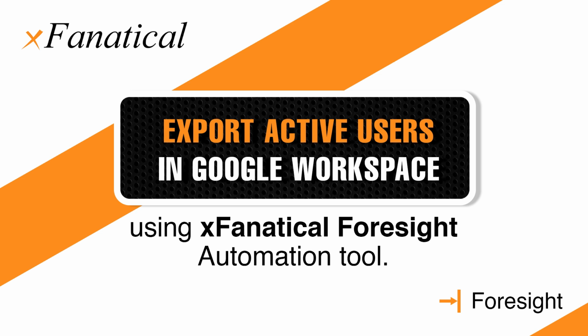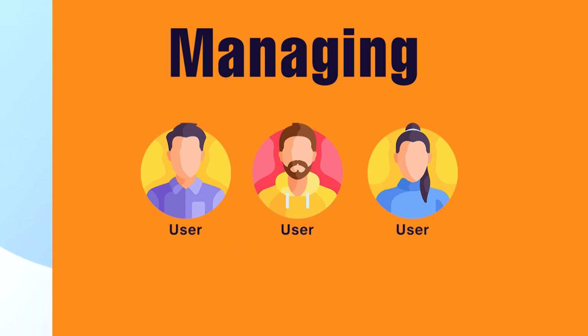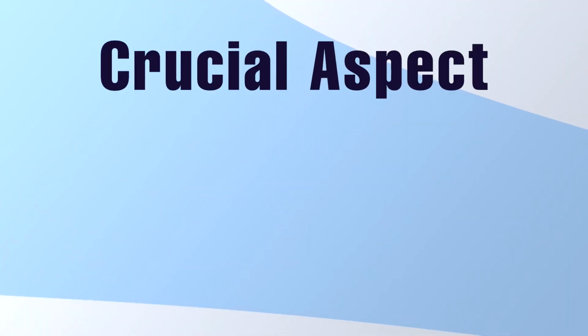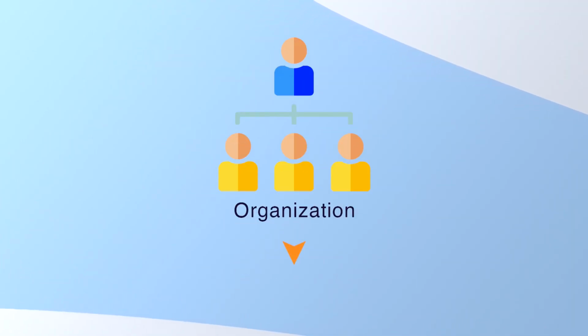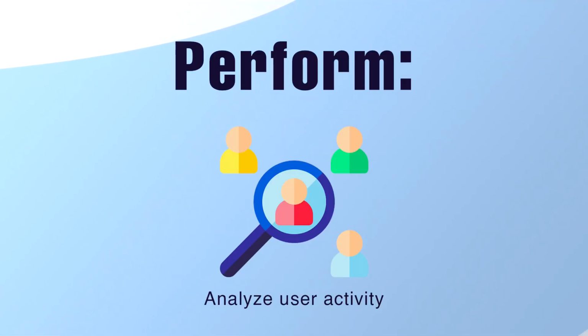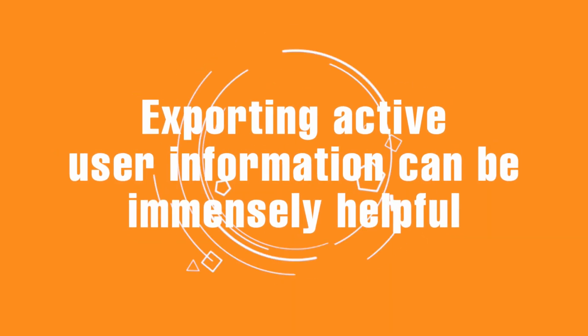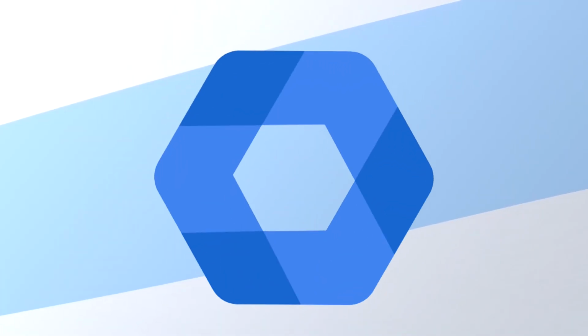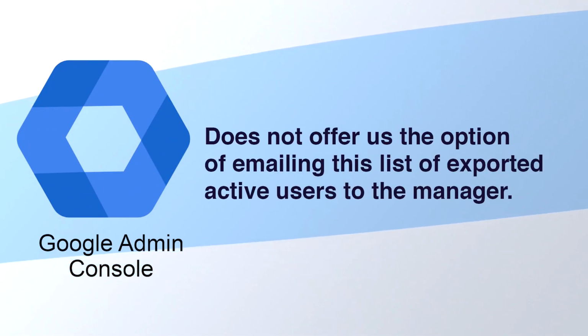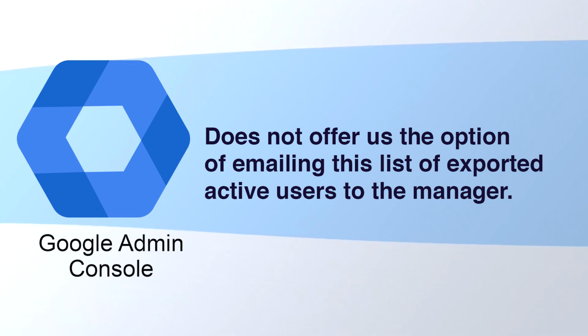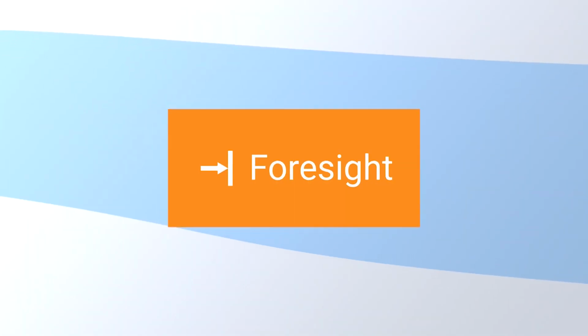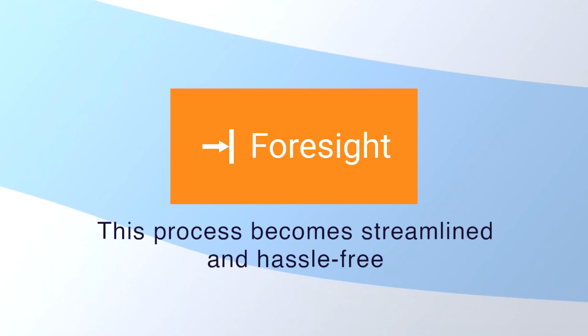In this short video, I will demonstrate how to export active users in Google Workspace using the xFanatical Foresight Automation Tool. Managing user accounts efficiently is a crucial aspect of any organization utilizing Google Workspace. Whether you need to perform audits, analyze user activity, or simply keep track of active users, exporting active user information can be immensely helpful. Although Google Admin does not offer us the option of emailing this list of exported active users to the manager, with Foresight Automation Tool, this process becomes streamlined and hassle-free.